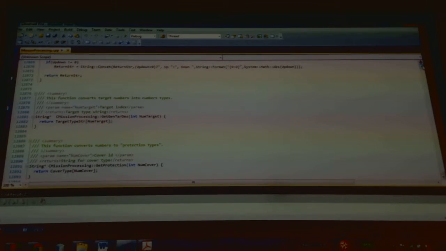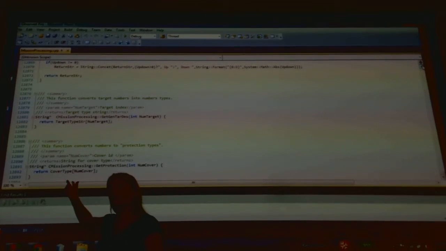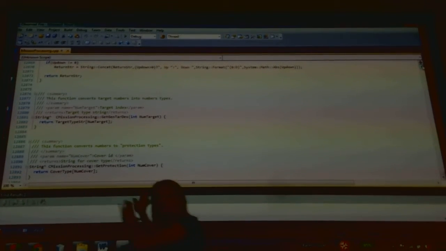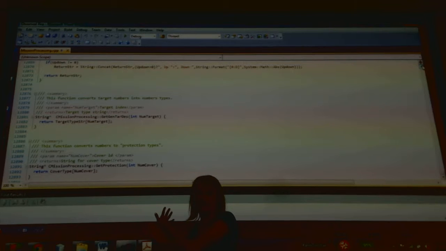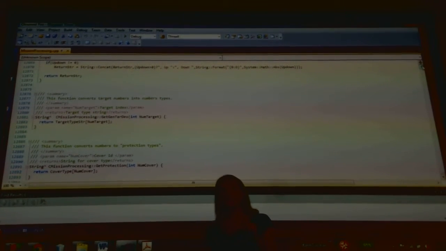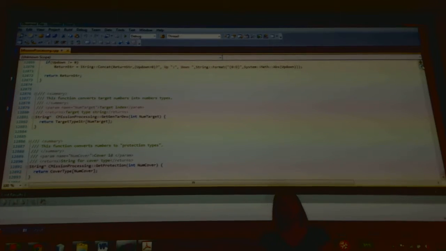What is that number to the left? That is lines of code, people. This is one file. All right, this was my albatross in life. And this is only half of what it used to be when I first started working on it. It was 30,000 lines of code in a single file.